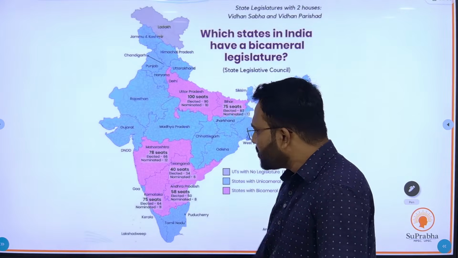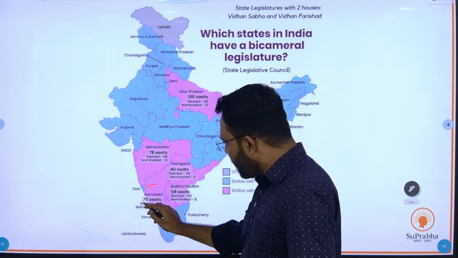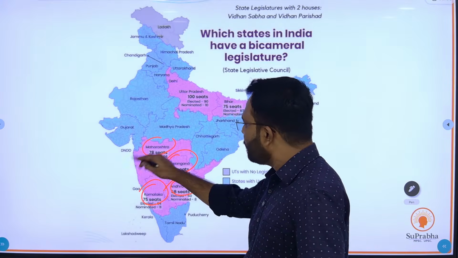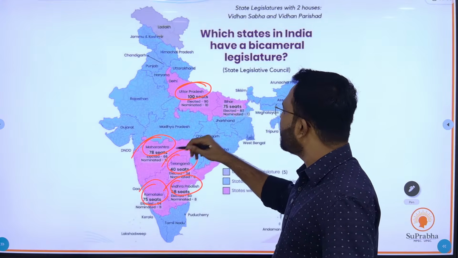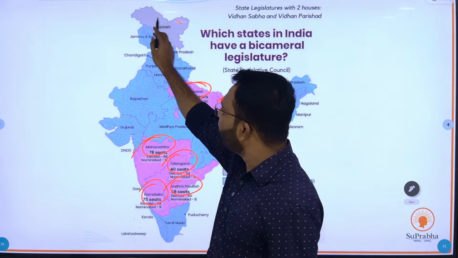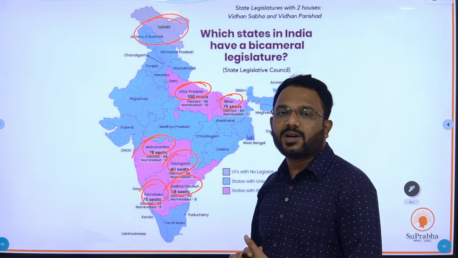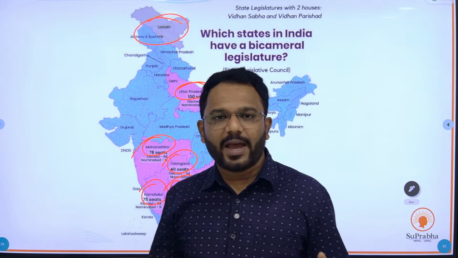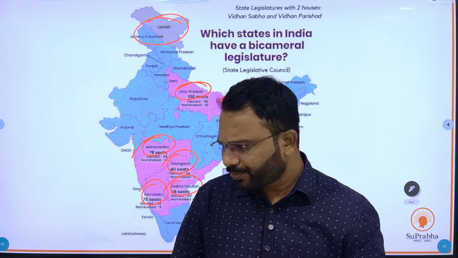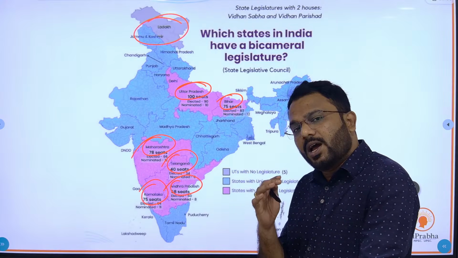Which are the 6 states? The first state is Karnataka, second is Andhra Pradesh, third is Telangana, fourth is Maharashtra, fifth is Uttar Pradesh, and sixth is Bihar. Previously, Jammu Kashmir also had a bicameral legislature, but now it has been converted to a union territory and the legislature has not been established yet. So currently we have only 6 states which have a bicameral legislature.